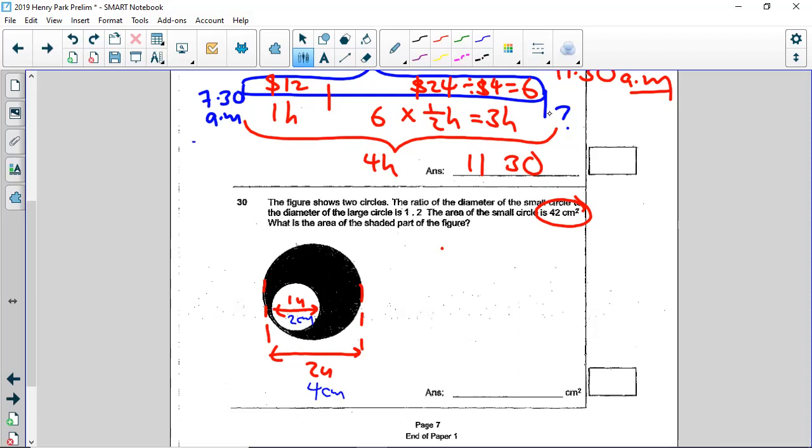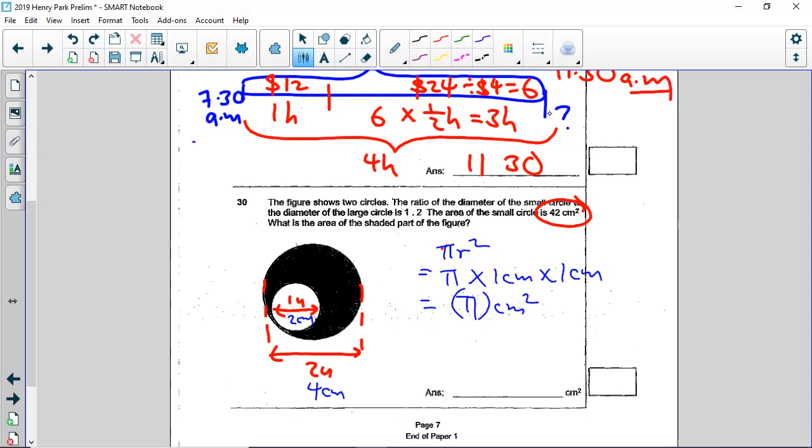So how do you find it? Pi r square. So pi r square will be pi. There's no 3.14, so we just leave it in terms of pi. What's the radius of the small circle? The diameter divided by 2. That will give you 1 cm, which is the radius times radius. And you will get 1 pi, or pi. 1 pi is also pi.